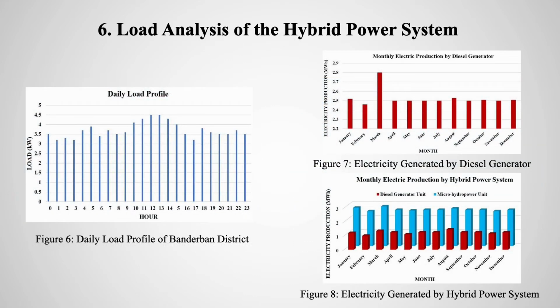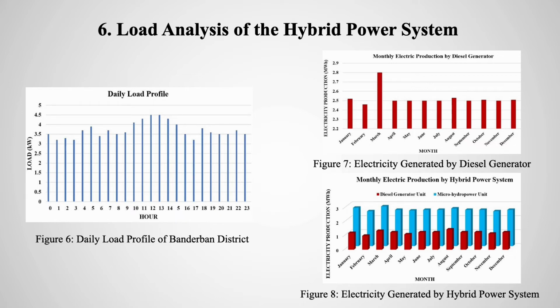Now comes the most important section. As given in Figure 6, the daily load profile of Bandarban district has been shown, which is around 3 kW. After conducting the simulation of the hybrid power system with the help of Homer Pro software, two feasible load profiles were obtained. One is the electricity generation through a diesel generator that has been shown in Figure 7, and the other is the generation of electricity from the hybrid power system that has been depicted in Figure 8.